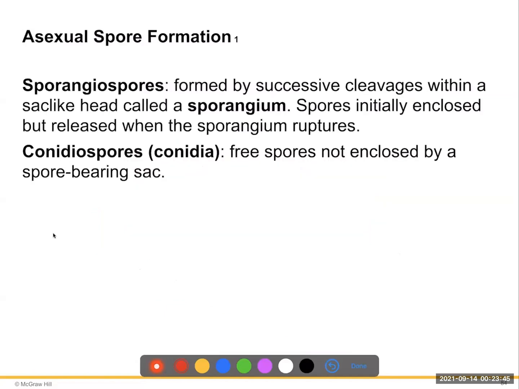Their spores are very difficult to kill. Sporangiospores are formed by successive cleavages within a sac-like head called a sporangium. That's what forms all these little spores. They're initially enclosed but released when the sporangium ruptures. All these spores are released into the external environment. Conidia are free spores that are not enclosed by a spore-bearing sac. They just form on their own.